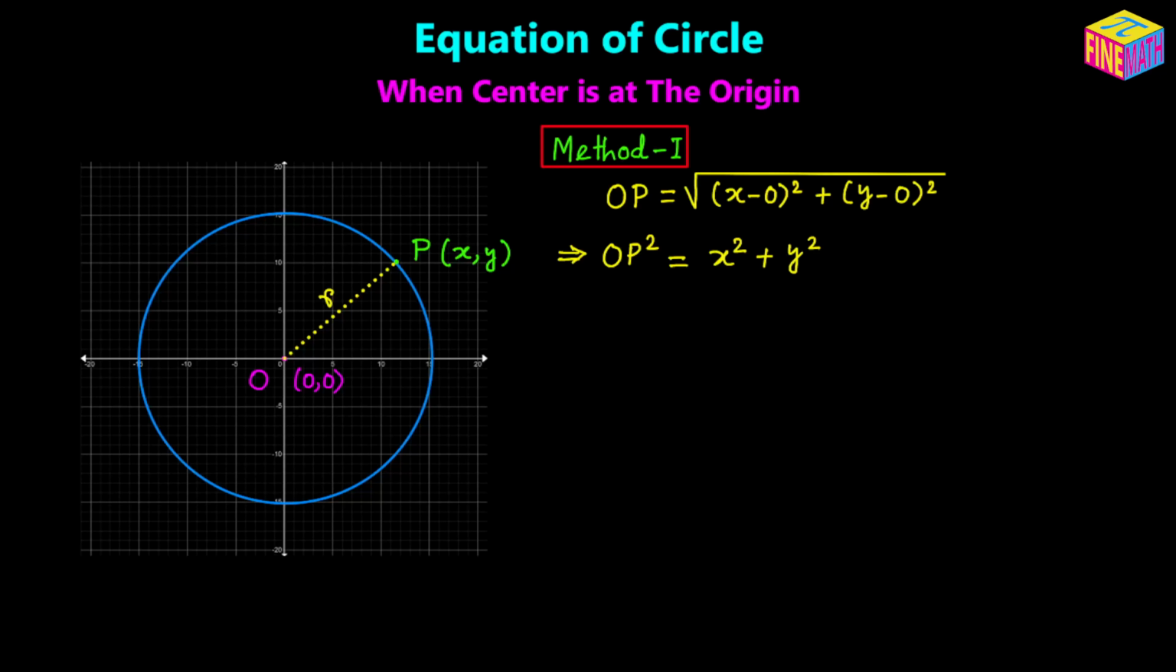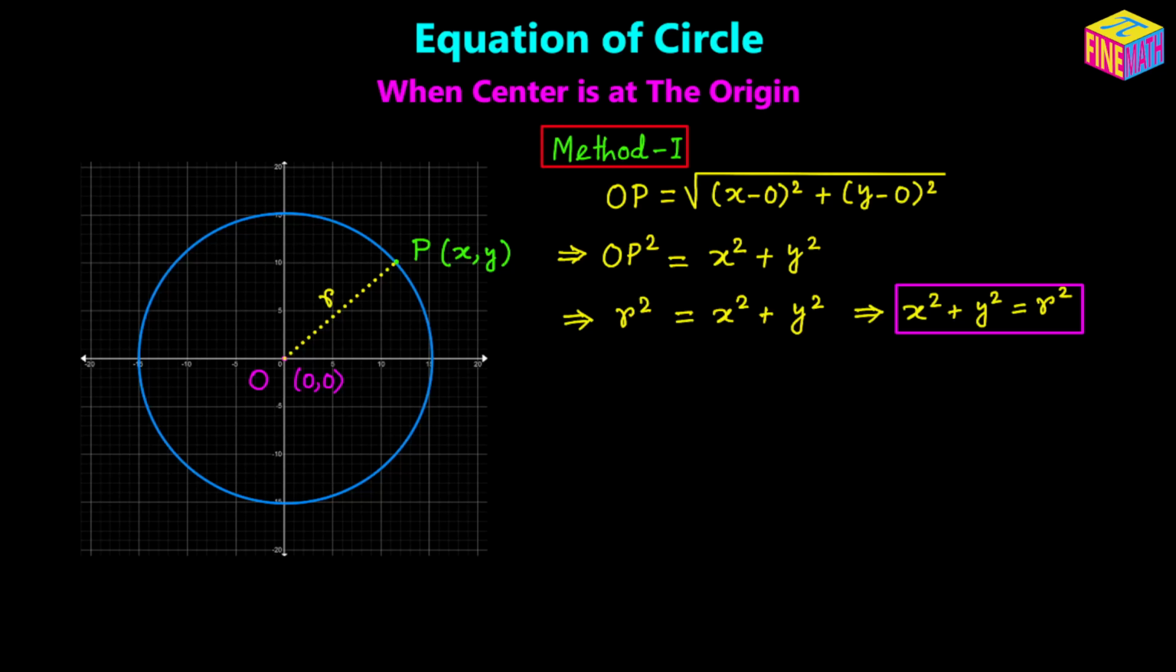And then what is OP? Well, OP is nothing but the radius of this circle. So in place of OP, we can use lowercase r. So r squared would be equal to x squared plus y squared. And then if we write this equation the other way, we can say that x squared plus y squared will be equal to r squared. And in fact, that is the equation of the circle whose center is located at the origin. So it was fairly easy to find the equation of the circle using the distance formula.